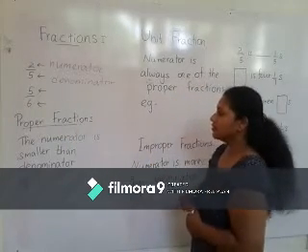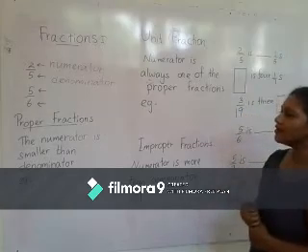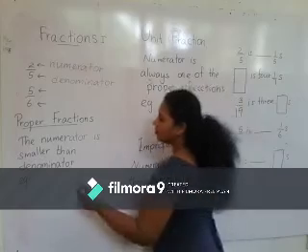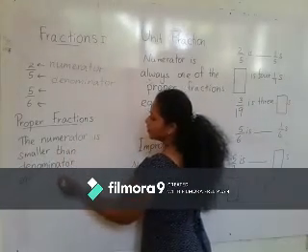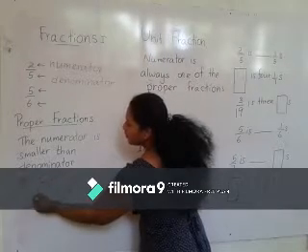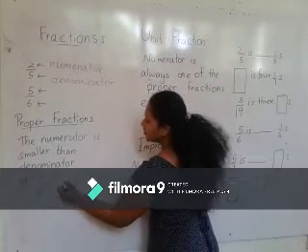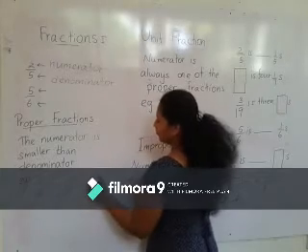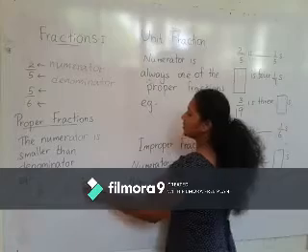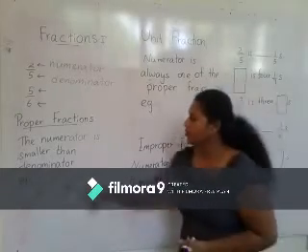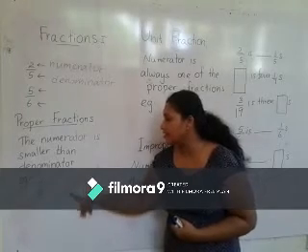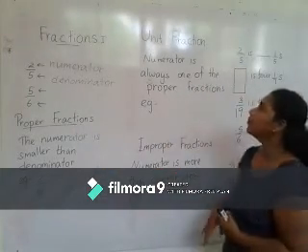And proper fractions. When the numerator is smaller than the denominator, they are called proper fractions. So, examples: 2/5, 6/7, 3/5. These are some examples. Here the numerator is less than the denominator. Here also the numerator is less than the denominator. So these are called proper fractions.